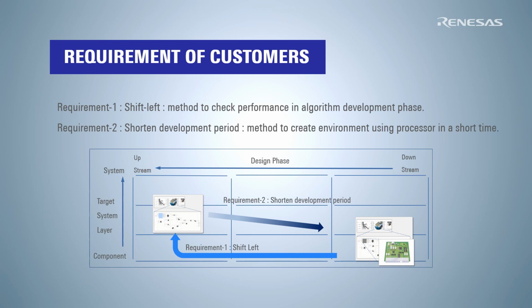Requirement 1 is shift left. The requirement is a method to check performance in the algorithm development phase. Requirement 2 is shorten development period. The requirement is a method to create an environment using the processor in a short time.